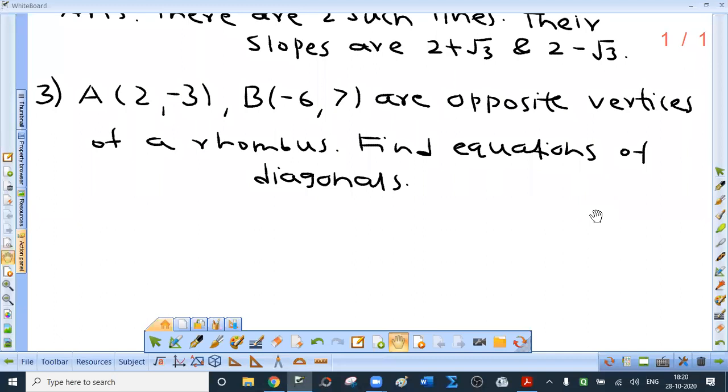Next one: A (2, -3), and I'm sorry, it should be C, and C (-6, 7) are opposite vertices of a rhombus. So I can say that quadrilateral ABCD is a rhombus. But if you say that no sir, we want opposite vertices as A and B only, then you can say that quadrilateral ACBD is a rhombus. That is also correct. But here I have said that A and C are opposite vertices. Now we are asked to find equations of diagonals of this rhombus.